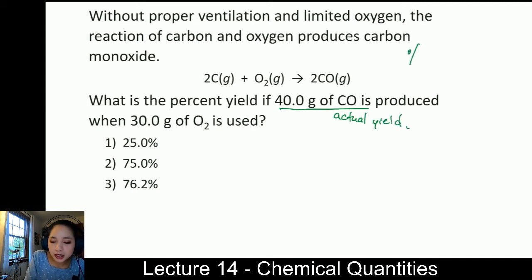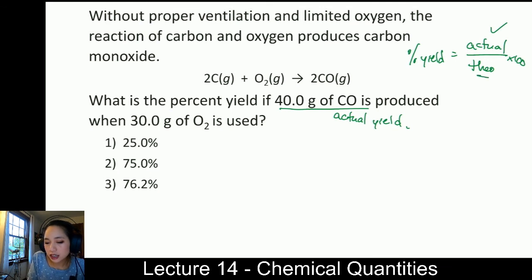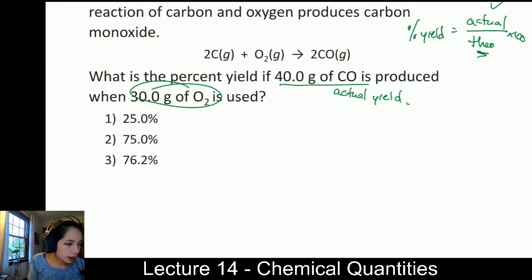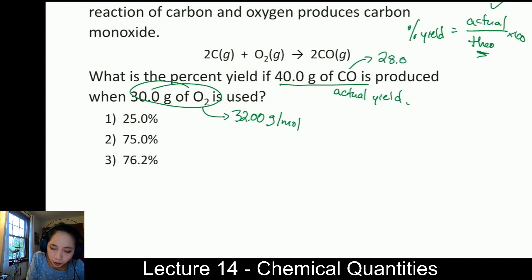And remember, percent yield is actual over theoretical times 100. We have our actual yield. We just need to calculate our theoretical yield, so we're going to use this 30 grams of oxygen to do that. Let's get some molar masses real quick. The molar mass of oxygen is 32.00 grams per mole, and the molar mass of CO is 28.01 grams per mole.